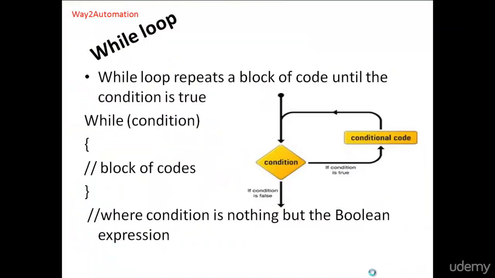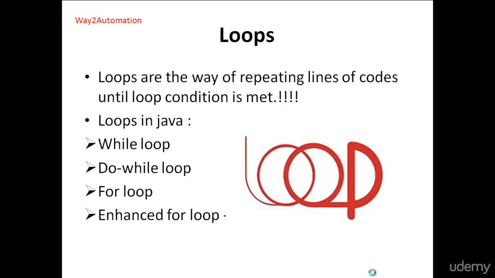Now, we'll be starting another important lecture, which is loops, right? So basically, there are a number of loops in Java, and loops are a very important thing in Java, right? Without loops, your Java is incomplete, right? So there are many types of loops, like while loop, do while loop, for loop, enhanced for loop.